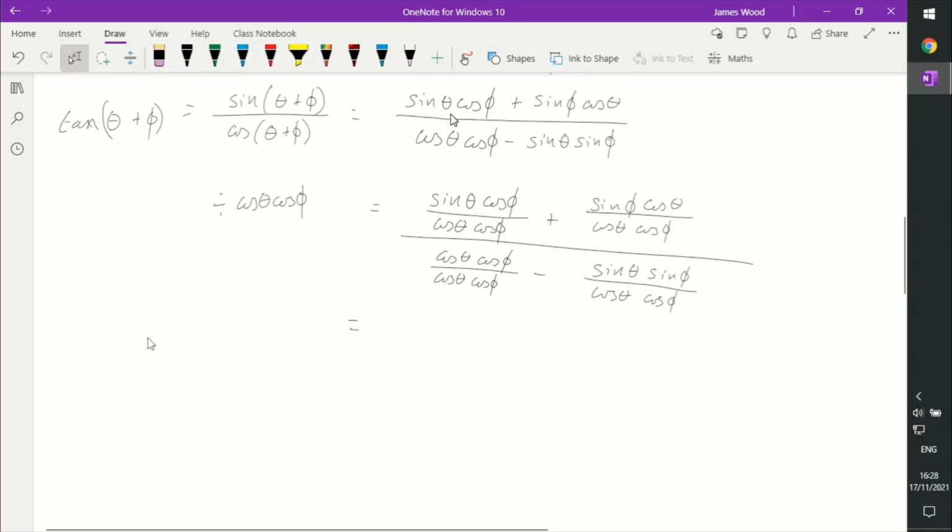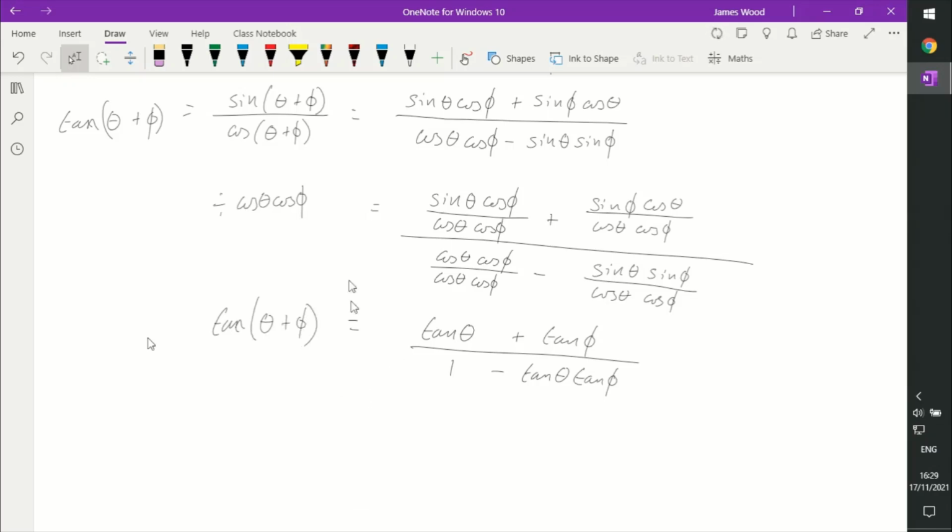So sine theta cos phi over cos theta cos phi. We can see that this is going to become just tan theta because these two cancel out. This one here, the cos thetas cancel out, and I'm just left with sine phi over cos phi. So that is tan phi, all divided by, this term is 1, minus, now here I've got sine theta over cos theta, which is tan theta, and sine phi over cos phi, which is tan phi. So this is going to give me tan theta tan phi. And this is my expression for tan theta plus phi. There we go.